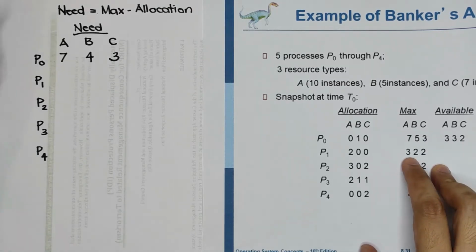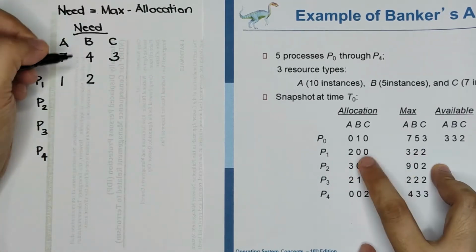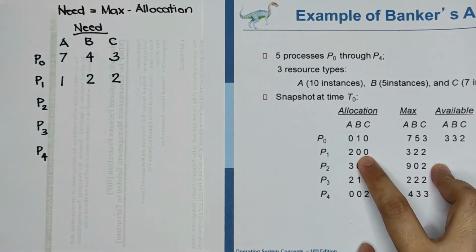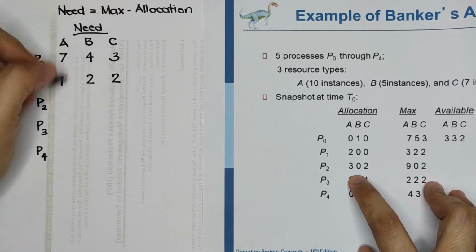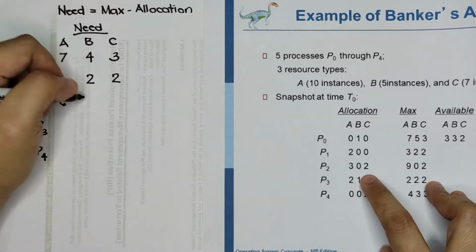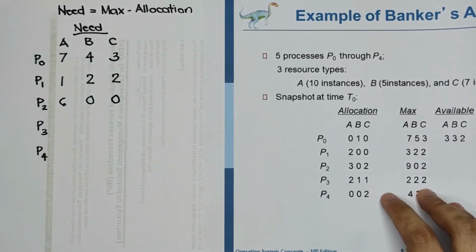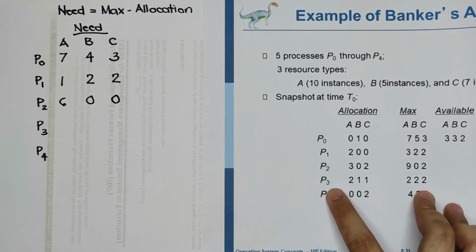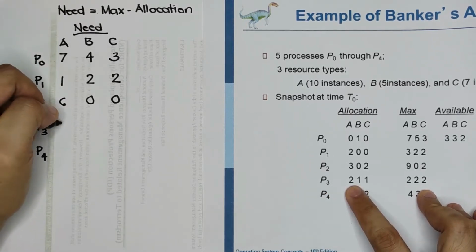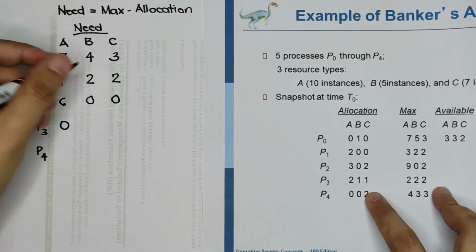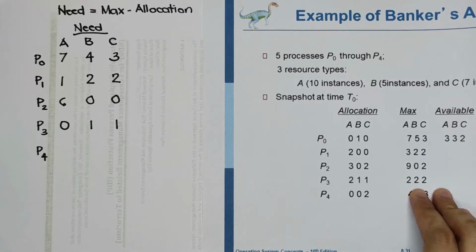For P sub 1, 3 minus 2 is equal to 1, 2 minus 0 is 2, and 2 minus 0 is also 2. So for P sub 1 we have 1, 2, 2. For P sub 2, 9 minus 3 is equal to 6, 0 minus 0 is 0, and 2 minus 2 is 0. Next is P sub 3. 2 minus 2 is equal to 0, 2 minus 1 is equal to 1, and 2 minus 1 is also equal to 1. So for P sub 3 we have 0, 1, 1.